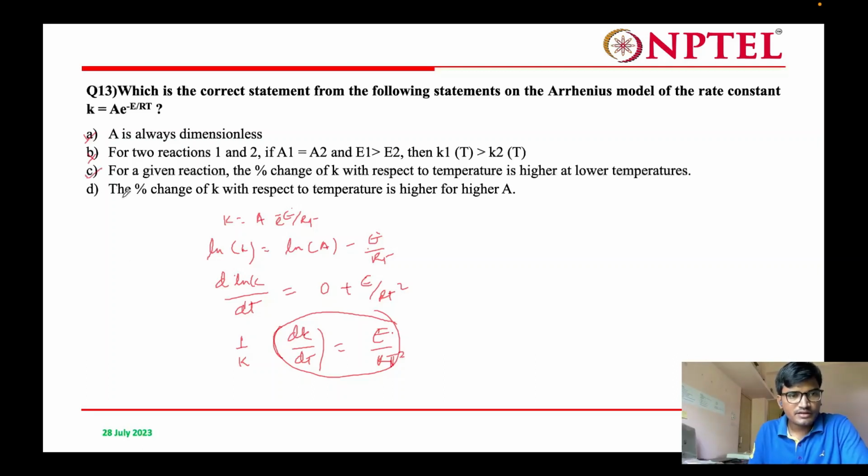And option D: the percentage change of k with respect to temperature is higher for higher E. This answer does not depend on E. So the answer is option C.